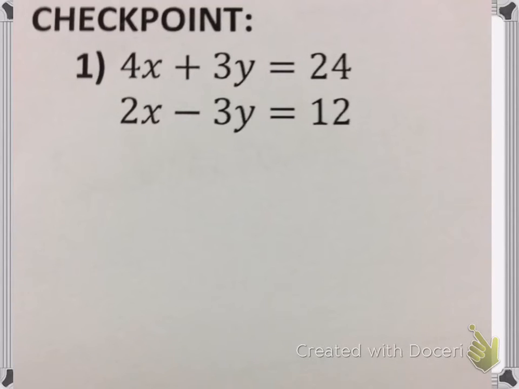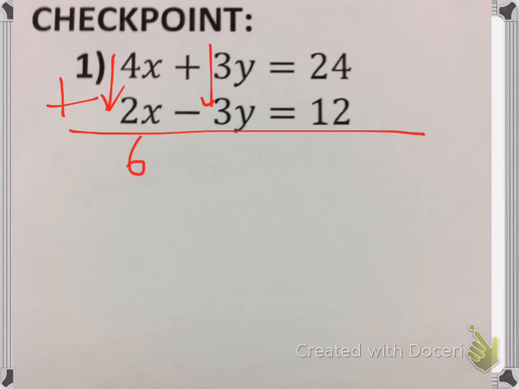Okay, let's take this one and just check and see if we can add it straight down the way that it is. If I add those straight down, I get 6x. But if I add my y straight down, they're going to cancel. So that's what I'm going to do. I'm going to add these straight down and see if they'll cancel. So 4x plus 2x is 6x. And 3y minus 3y is 0, so those are gone. 24 plus 12 is 36.